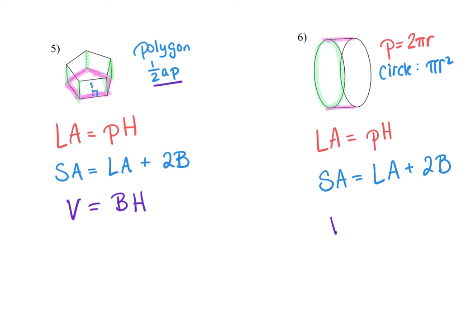And then the last thing is volume. Volume is also the area of the base times the height of the prism. The area of a circle is pi r squared. The height of the prism is the distance between the two circles. All right?